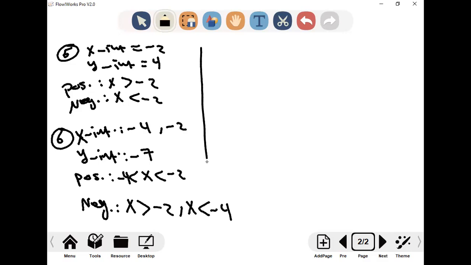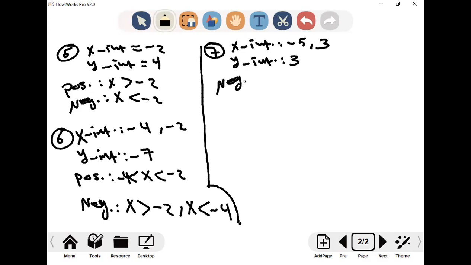Question 7. X-intercepts -5 and 3. Y-intercept 3. Negative at x less than -5 and x more than 3. Positive when x between them.